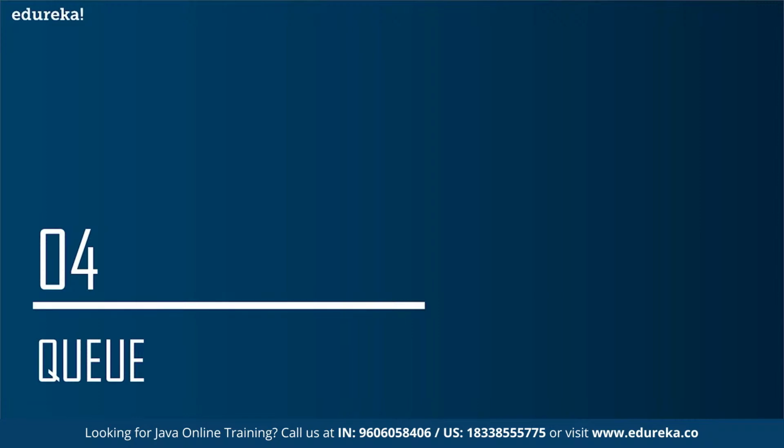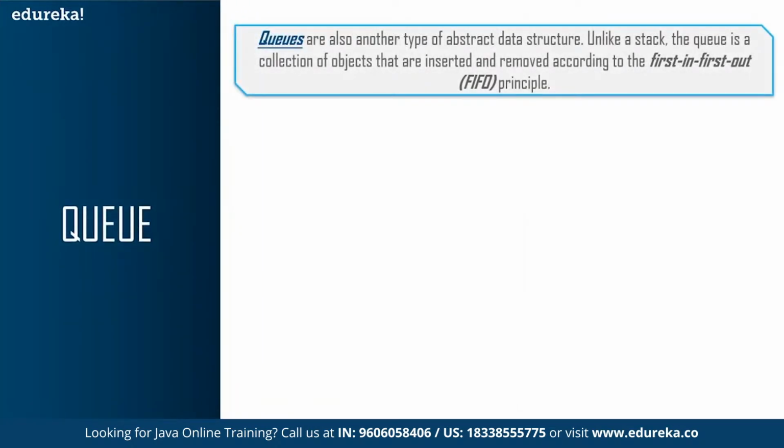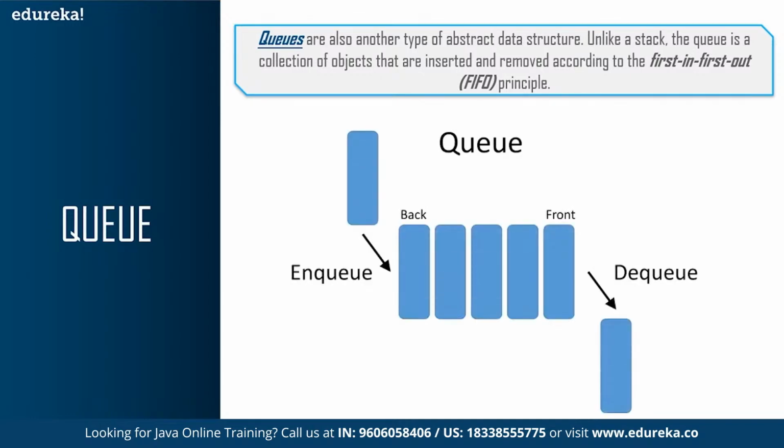Now talking about the next data structure, that is queue. Queue is also another type of abstract data structure. Unlike a stack, the queue is a collection of objects that are inserted and removed according to the first in first out principle. That is, elements can be inserted at any point of time, but only the element that has been in the queue the longest can be removed at any time. So you can see here it has two ends, that is the front end and the rear end.